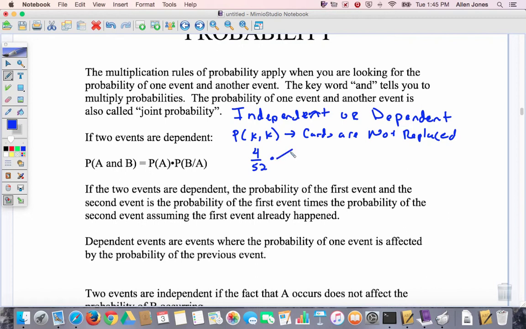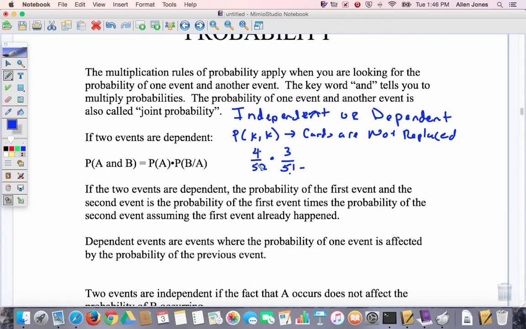Now, in order to move on, the first card had to be a king. So we pulled out a king. There's only 3 kings left. We didn't put it back in, so there's 51 total cards left. So notice the outcome of the second event was dependent on what happened with the first event, hence the name dependent events. Now, again, one more time, 4 out of 52 is how many kings are in a deck of cards, 4, 52 total cards.